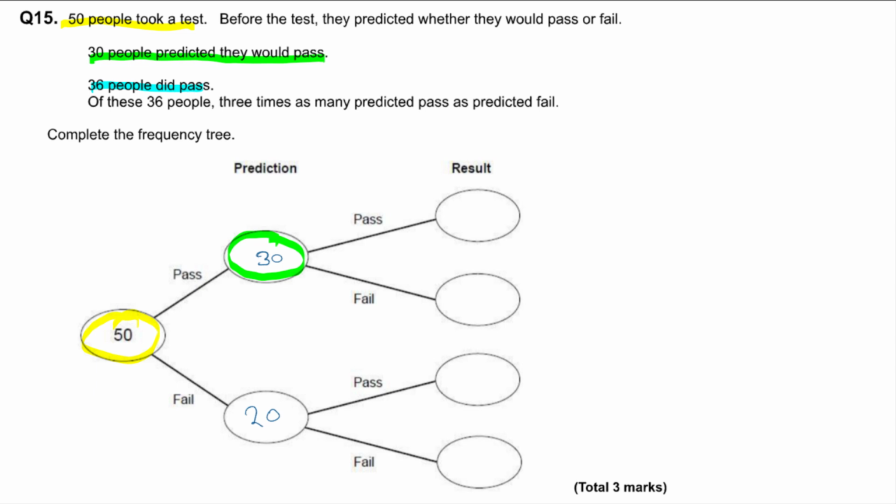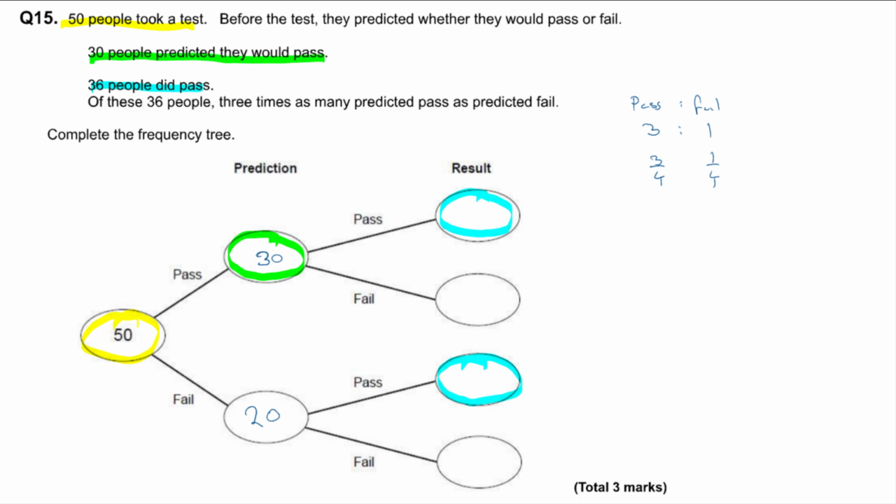36 people did pass. Now the 36 people who passed are actually in two places. They're going to be here and they're going to be here in those two places there, pass and pass. Okay, so we know that there are 36 people in there, but of those 36 people, 3 times as many people passed as predicted fail. So that means that the people who predicted pass to the people who predicted fail were in the ratio of 3 to 1. Okay, so that means 3/4 of them predicted pass and 1/4 predicted fail, because I just added the 3 plus 1 together, got 4, so I knew there must be 4 parts. So 3 out of 4 pass, 1 out of 4 fail.